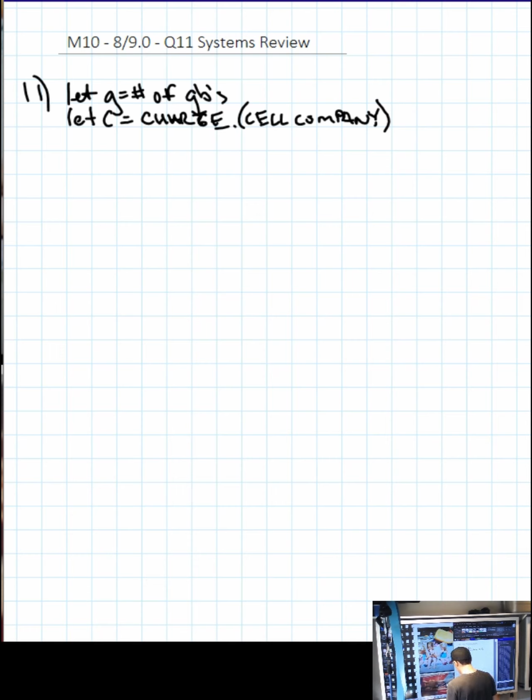So one cell phone company charges you simply $1 per gigabyte. The other company charges you $20 plus 50 cents or $0.50 per gigabyte. It's going to be easier using fractions. Okay, so we have our two companies. We have C equals 1G and C equals 20 plus 1/2 G.